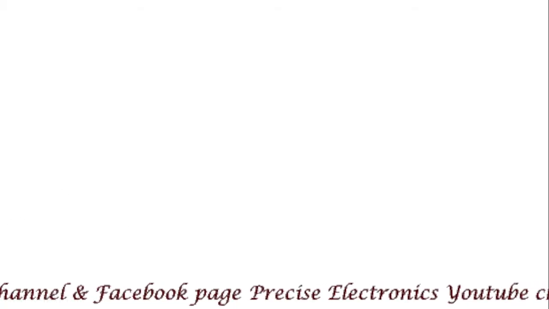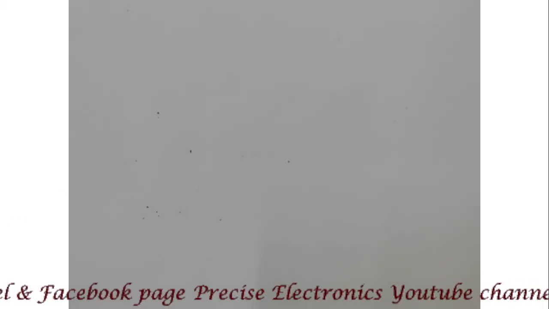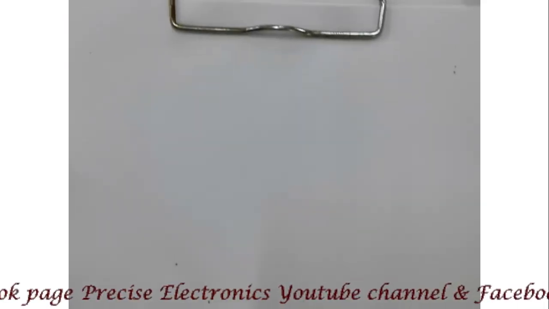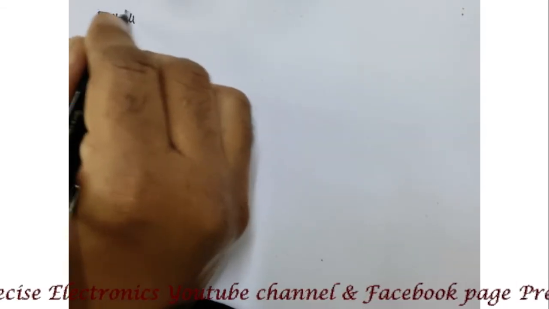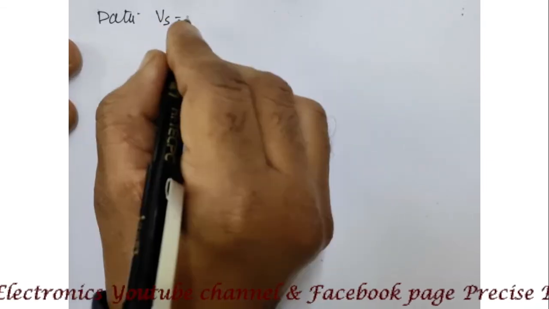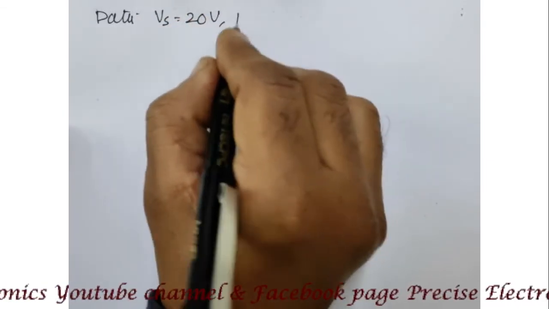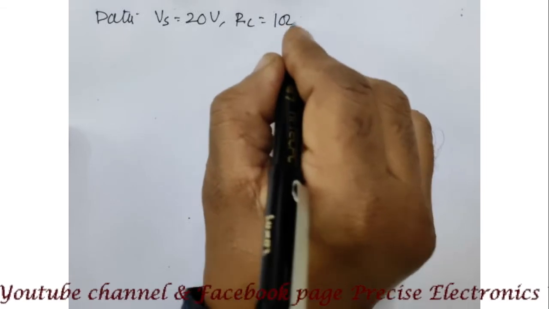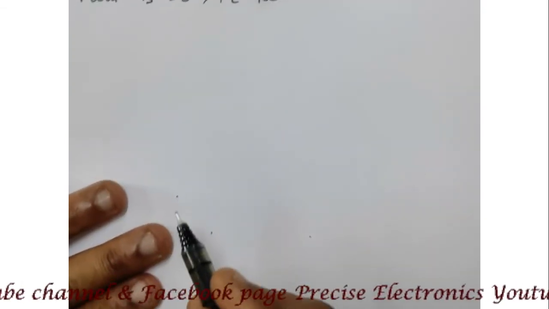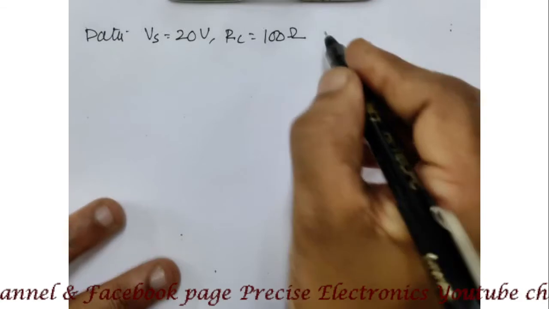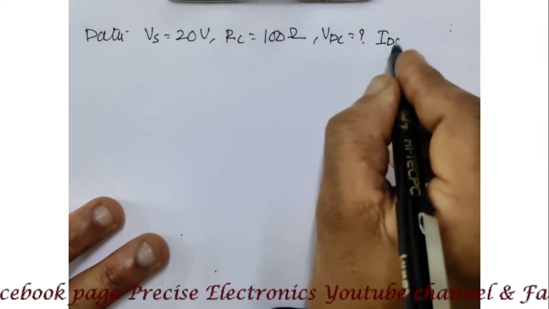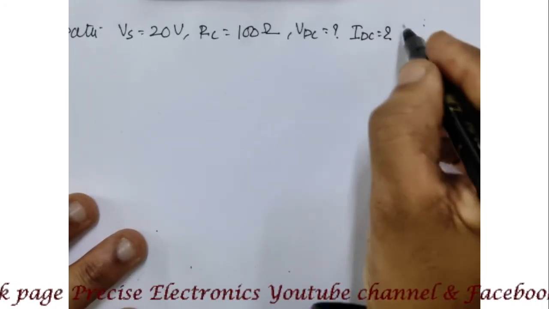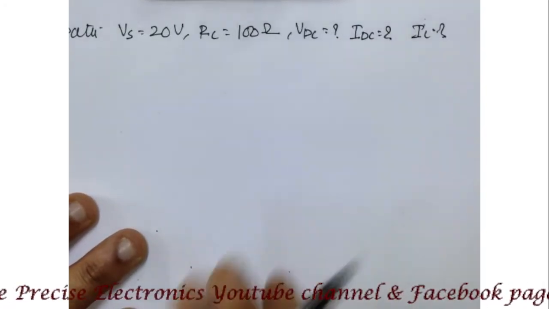Okay. Now we are going to solve this numerical. First of all, data. Vs is given as 20 volt. RL is given as 100 ohm, and we have to find out VDC, IDC and IL.